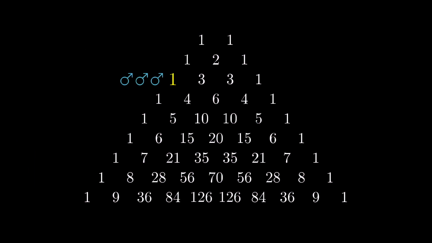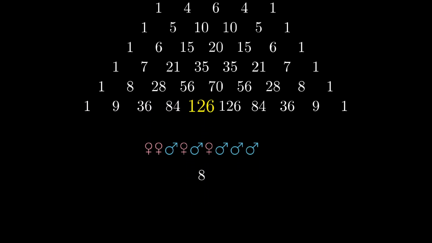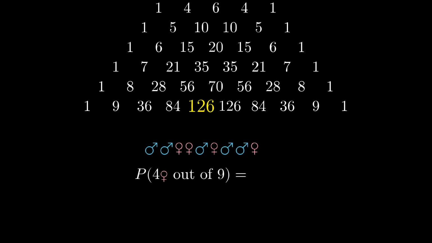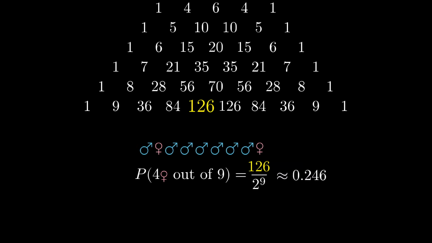For example, if you go down to the 9th row, and then count in from the left 0, 1, 2, 3, 4, this number right here, 126, represents 9 choose 4, which you might think of as how many configurations of 9 people include exactly 4 women. How many ways can you choose 4 out of those 9 options? Phrased as a probability example, you could say that for a random collection of 9 men and women, where each gender has an equal chance of being chosen, there is a 126 out of 2 to the 9th probability of including exactly 4 women, which in this case is about a 24.6% chance.